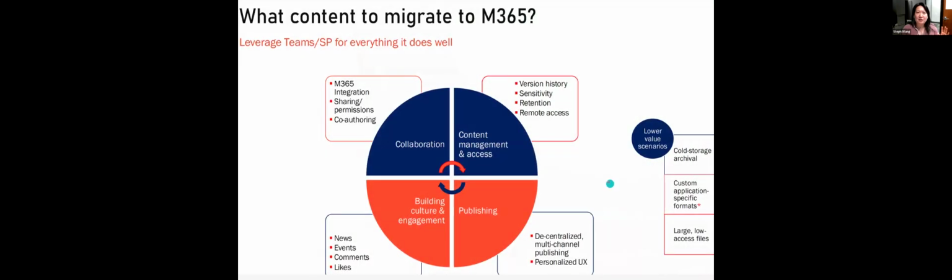And instead of using the T drive, where we cannot co-author, Teams and SharePoint would be a wonderful place to do it. In general, for collaboration and file sharing, as long as we consider what folders we would like people to have access to and who we would like to share or co-author with.